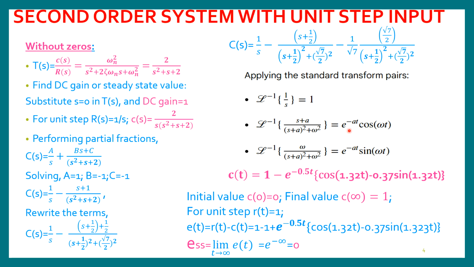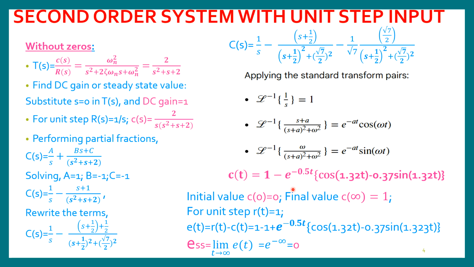So it will become e power minus at into cos omega t. The next term is of the form omega divided by (s plus a) whole square plus omega square. So omega is root 7 by 2 and a value is 1 by 2. When we take inverse Laplace transform, it will become e power minus at into sine omega t. On applying all the formulas, this would be the final equation.